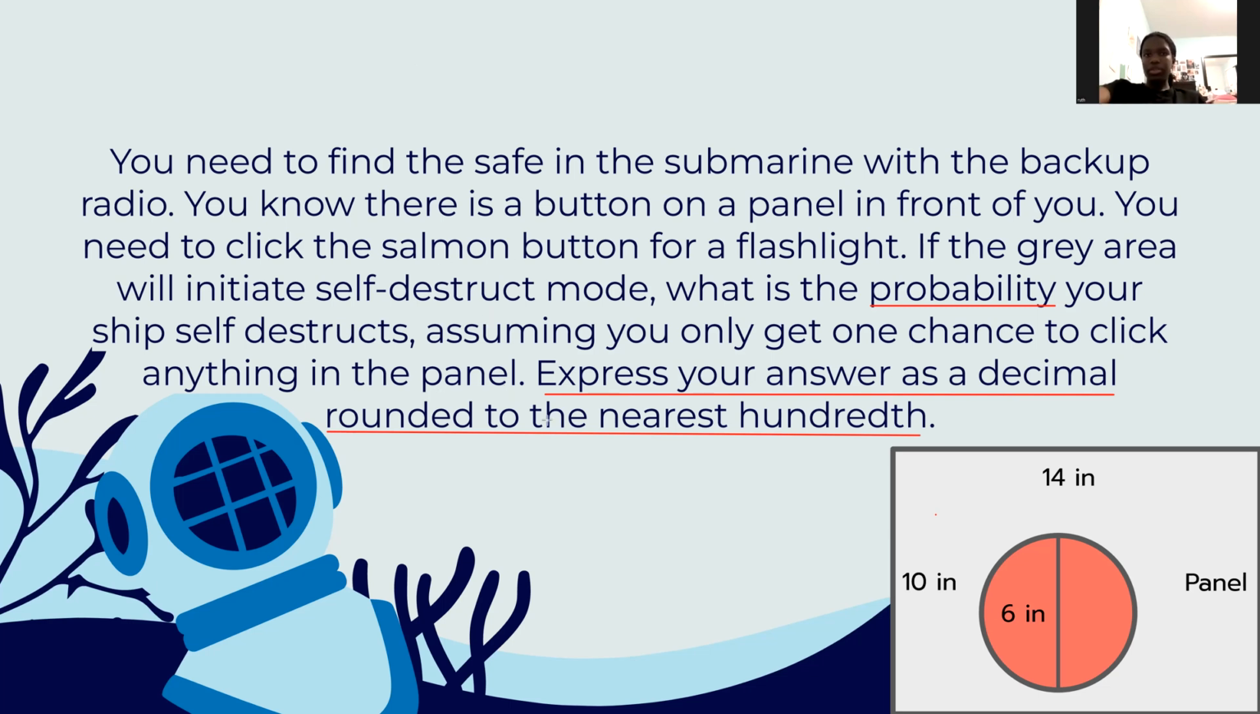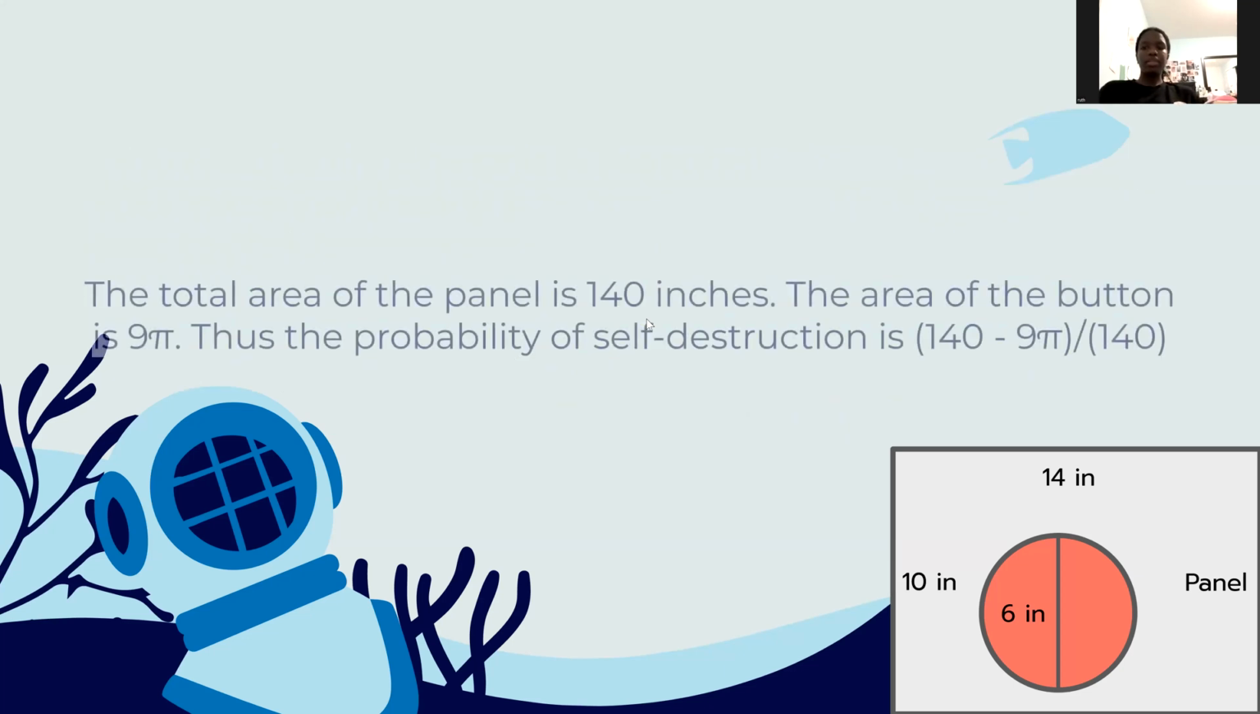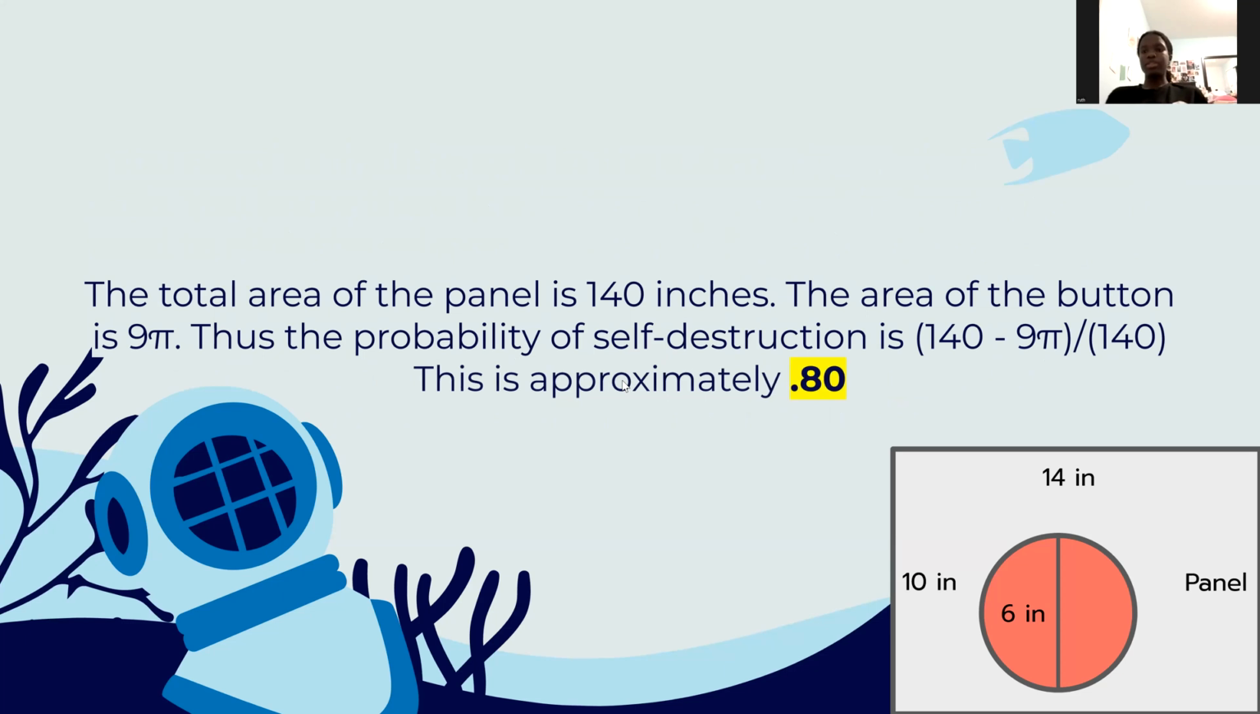Okay, so some people are getting it. What you would do is take the area of the entire rectangle part, which is 10 times 14, which is 140, and subtract the area of the button, which is 9 pi, and put it over the area of the whole thing, which is 140. And when you put this in a calculator, it's going to be approximately 0.8.